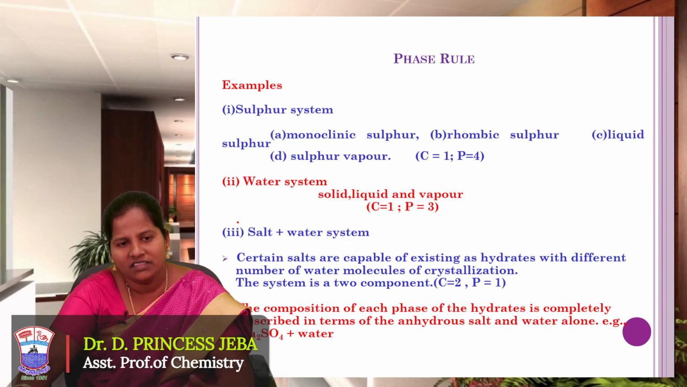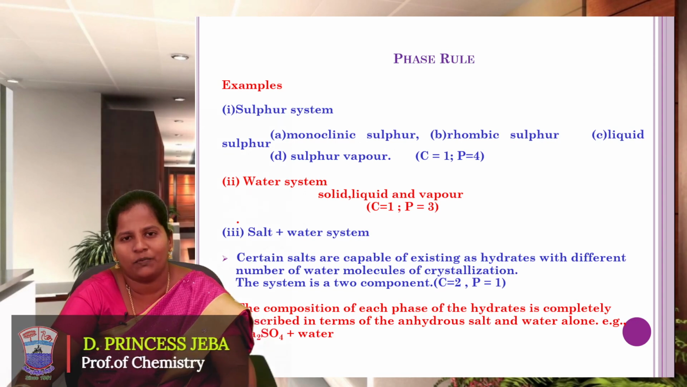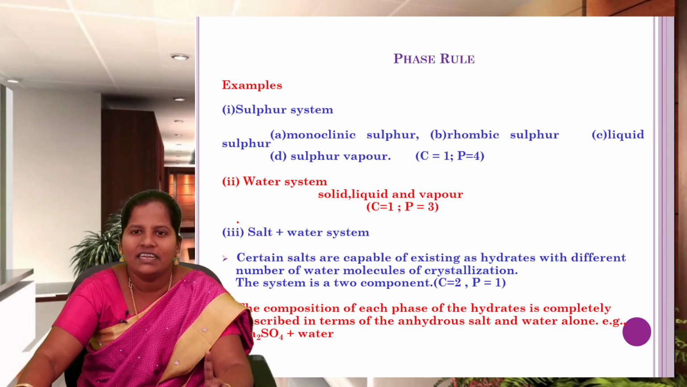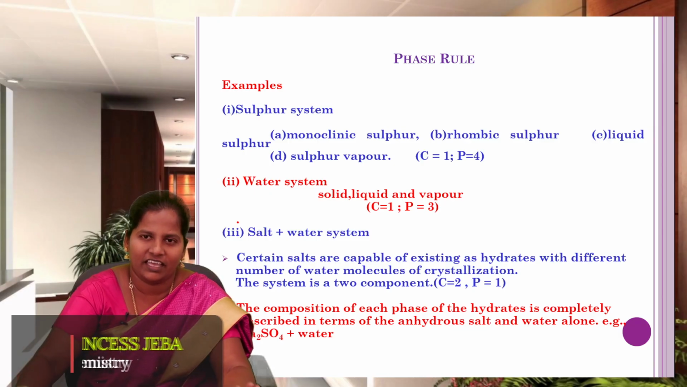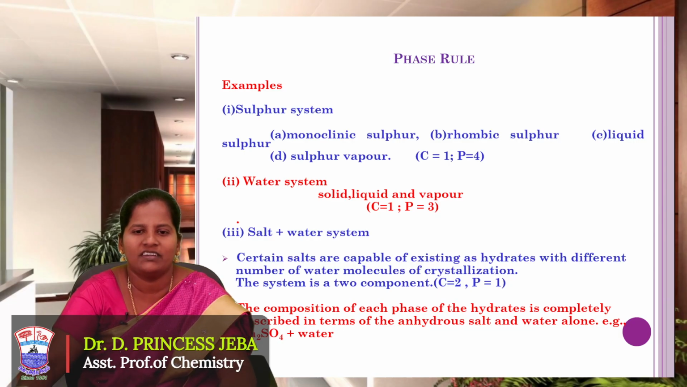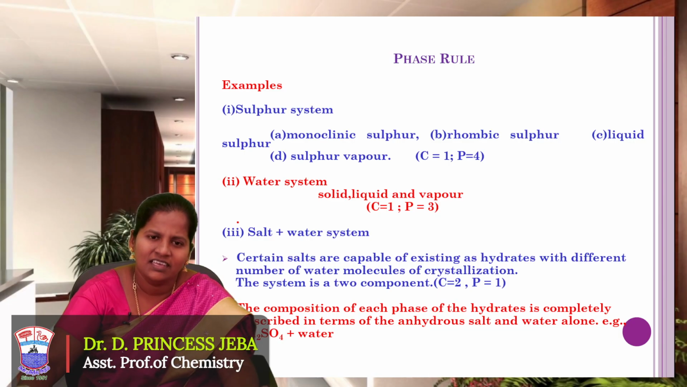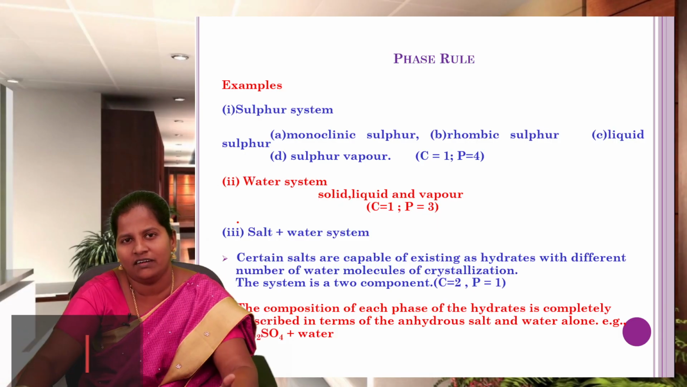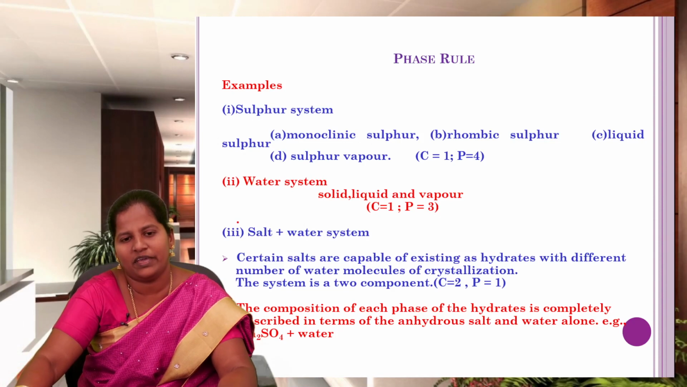So from this, what is the number of components? The number of components is 1, because a component is a distinct chemical species. Here the chemical formula for sulfur in monoclinic, rhombic, liquid and vapor, whatever it may be, is sulfur. So the number of components is equal to 1, whereas the number of phases is 4, because monoclinic sulfur exists in a monoclinic crystal lattice, rhombic sulfur exists in a rhombic form, liquid sulfur exists in the liquid phase, and sulfur vapor exists in the vapor phase.